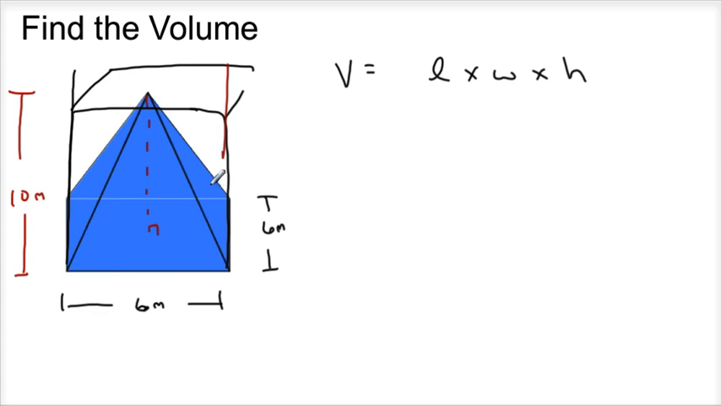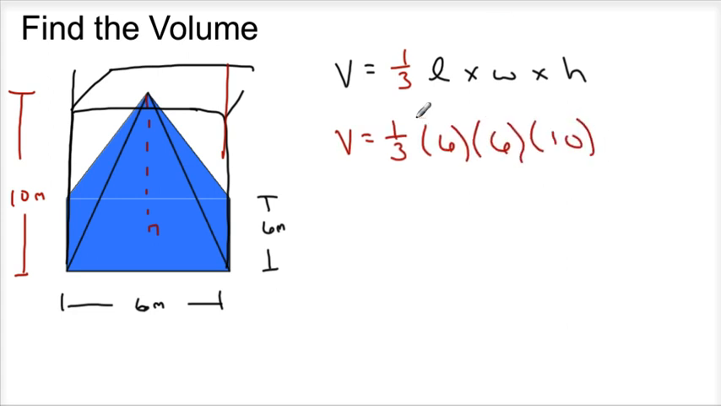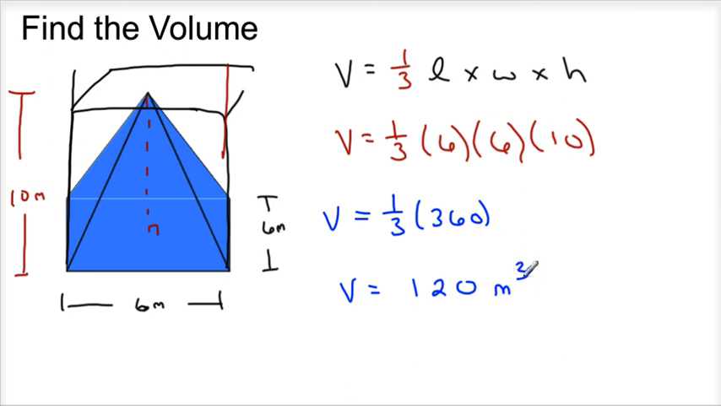How much of it is it? 1/3. It's a third of it. So this is a third of this rectangular prism. So the volume here is 1/3 times the length times the width times the height. When you multiply this through, 6 times 6 is 36, times 10 is 360, and a third of that, so 1/3 times 360, volume equals 120 meters cubed. So that's the relationship here.